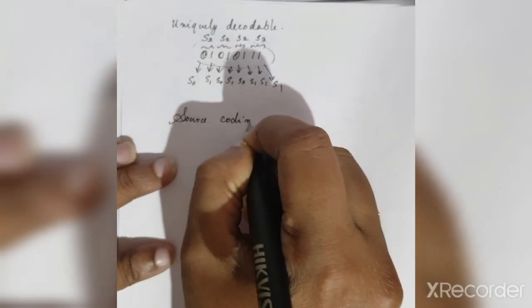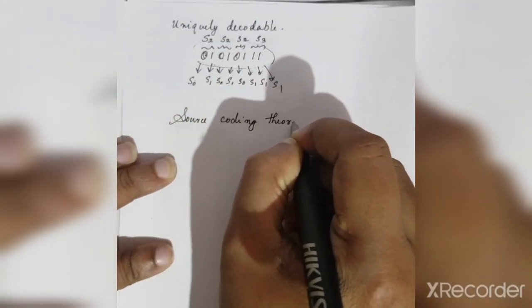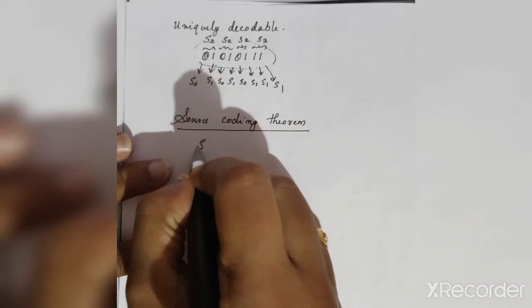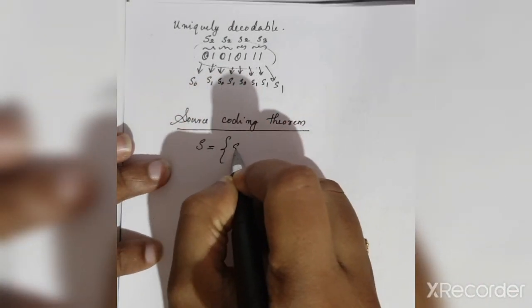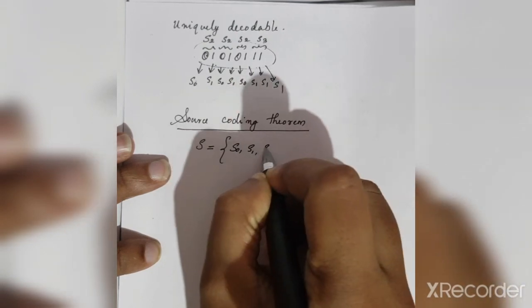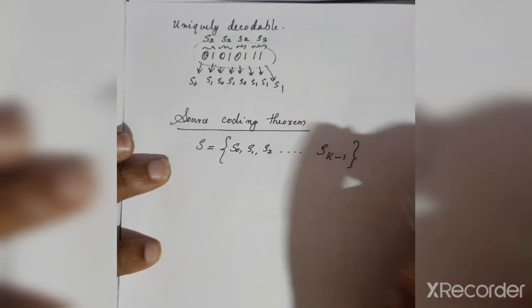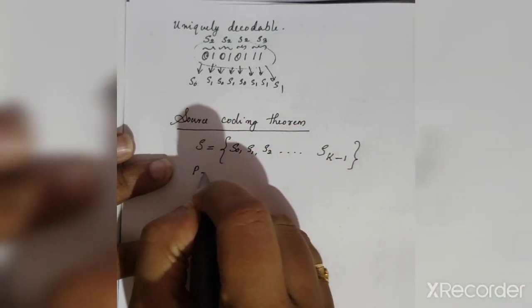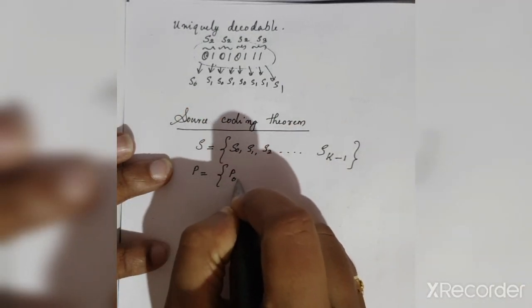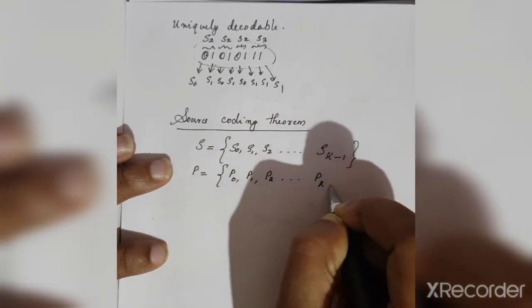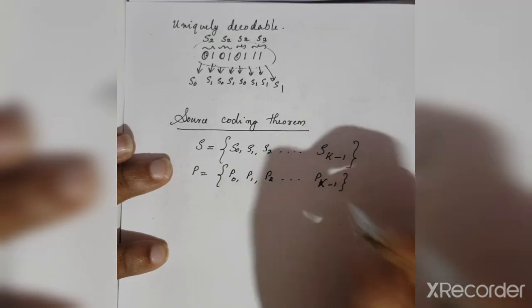Source coding theorem. Before moving on to this theorem, let's see the motivation behind it. Let's consider an information source producing a succession of symbols like S1, S2, S3, and so on, K symbols in total, and each of these symbols has a probability P0, P1, P2, up to P(K-1). This is capital K, sorry.